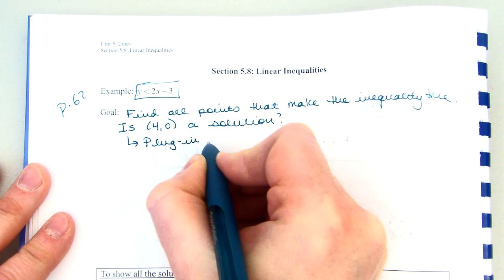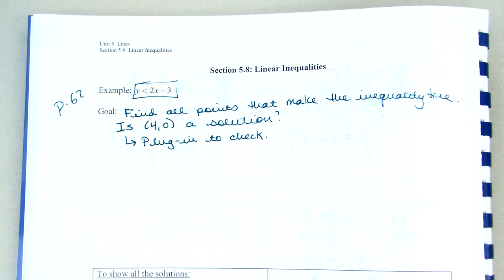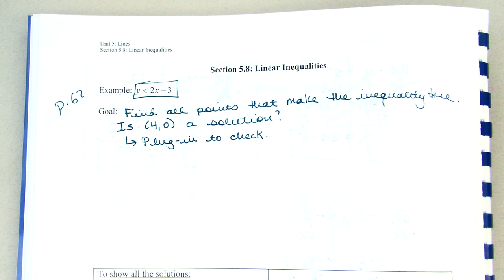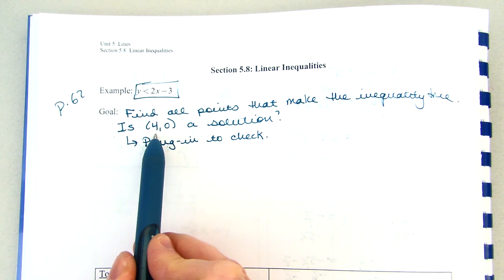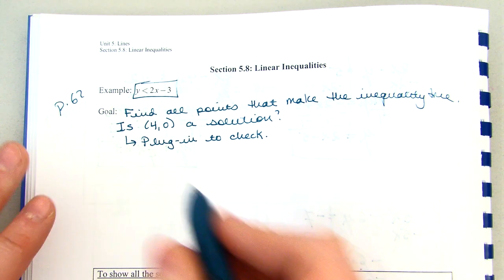We're going to plug in to check. Sorry, I'm going to start writing in print. We've got some work to do. Plug in to check is what we're going to do. The 4, where will I plug that in? For the x, and the 0 for the y.